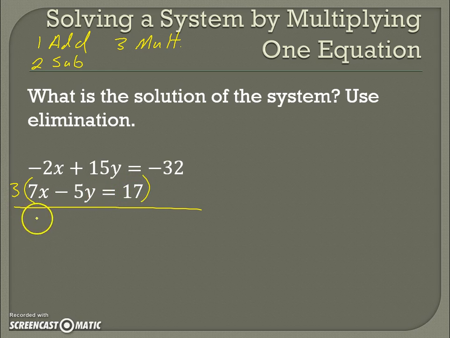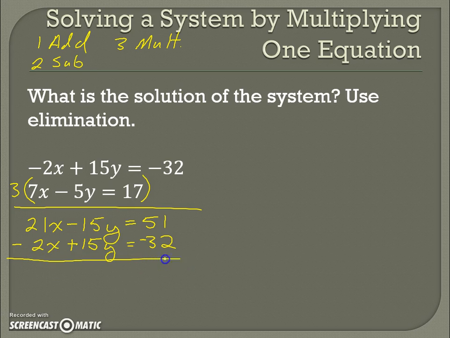So I have 3 times 7, which is 21x. 3 times -5 is -15y. 3 times 17, I believe, is 51. Let me double check that. 51. Oops. And yeah, it is. Okay, so I wrote this one. This is here. And then I'm going to rewrite this one just so I have a little bit more space. So I have -2x plus 15y equals -32.